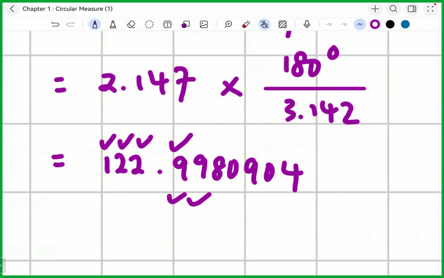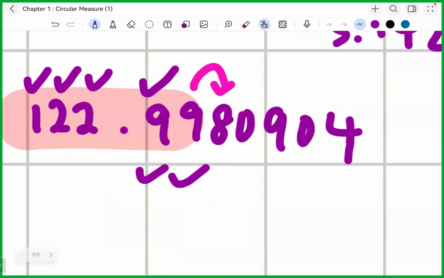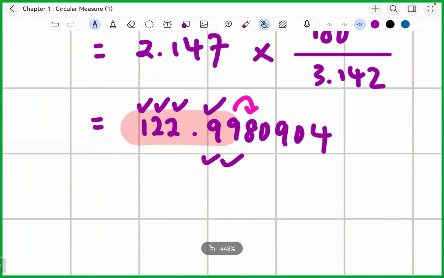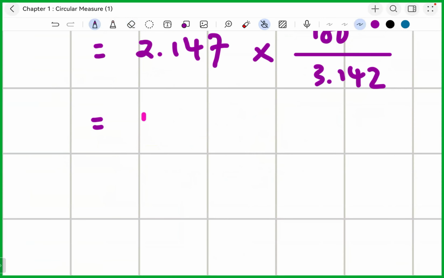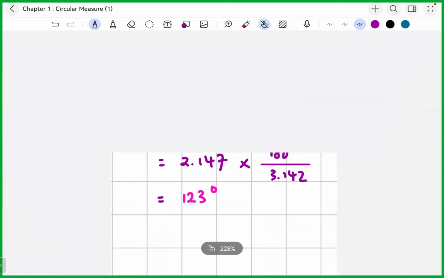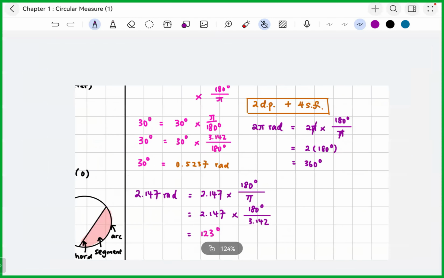So actually I have to take 122.99, right? But behind the 9 it has 8. 8 is a number that exceeds 5, so you have to round off. After you round off, eventually you will get 123 degrees. Okay, so these are the conversions from degrees to rad and rad to degrees. If you master this, then it is not a problem for you to do other questions in this chapter. Now let me introduce the formulas in this chapter.